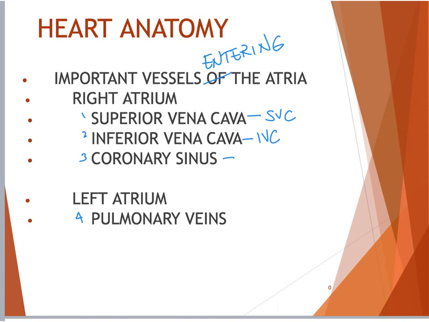Now, entering the left atrium, we actually have 4 pulmonary veins, okay? 4 of these. We have 2 right and 2 left pulmonary veins. And these pulmonary veins transport oxygen-rich blood from the lungs to the left atrium.